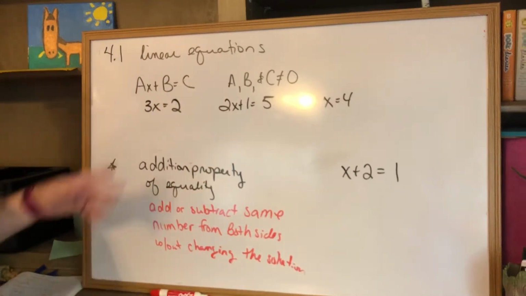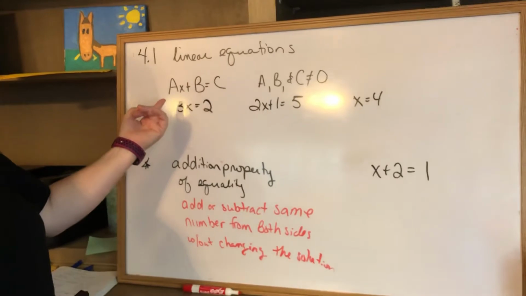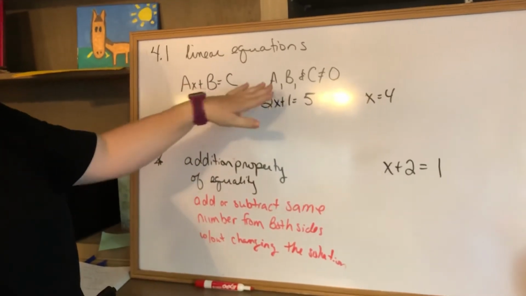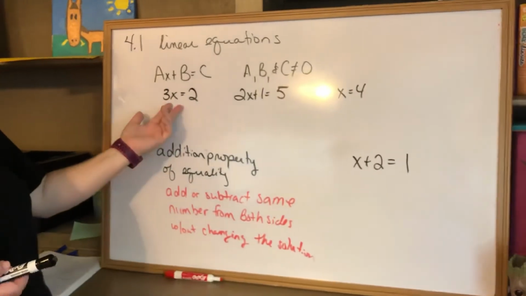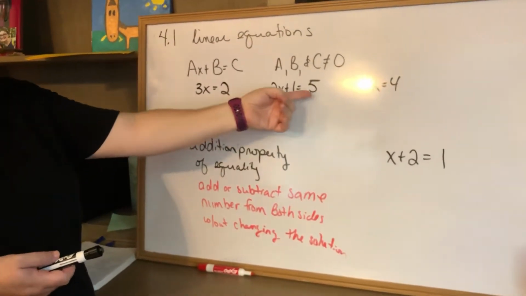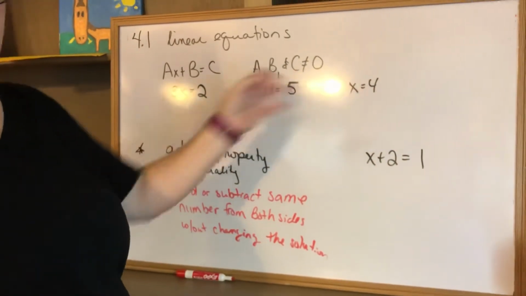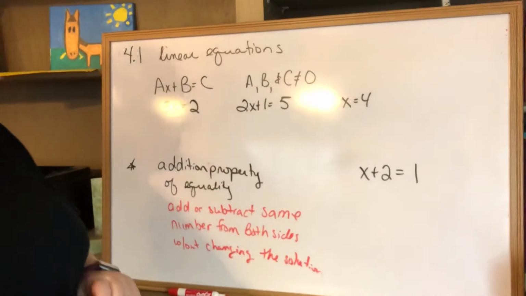Okay, welcome. Today we're going to talk about linear equations, and linear equations are in the form of ax plus b equals c, where a, b, and c do not equal 0. Some examples of a linear equation could just be as simple as 3x equals 2, 2x plus 1 equals 5, and x equals 4. Those are all examples of a linear equation, as well as x plus 2 equals 1.